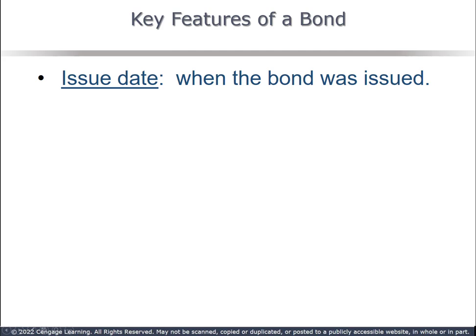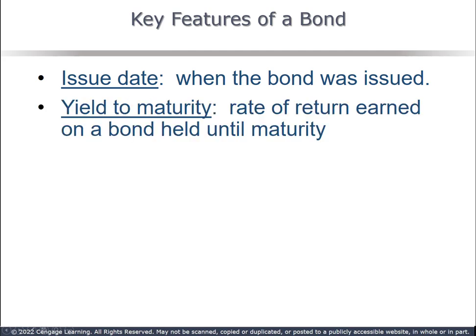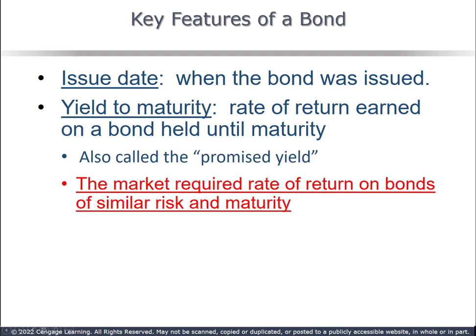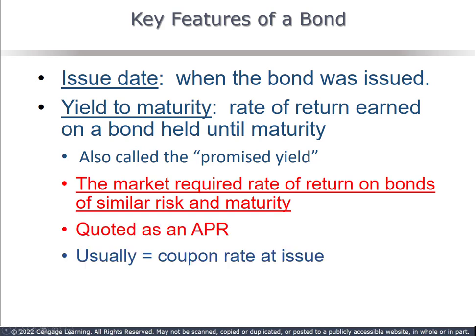Issue date, date when the bond was issued. Yield to maturity, it's the rate of return earned on a bond if it's held to maturity. It's the market-required rate of return on bonds of similar risk and maturity. It's quoted as an APR, and this becomes important later on. At the time of issue, the yield to maturity is usually the coupon rate.